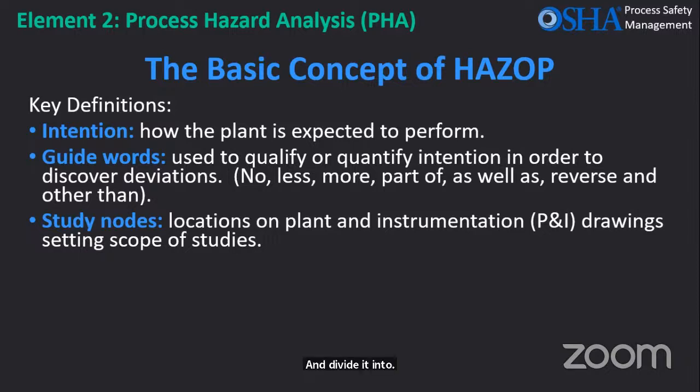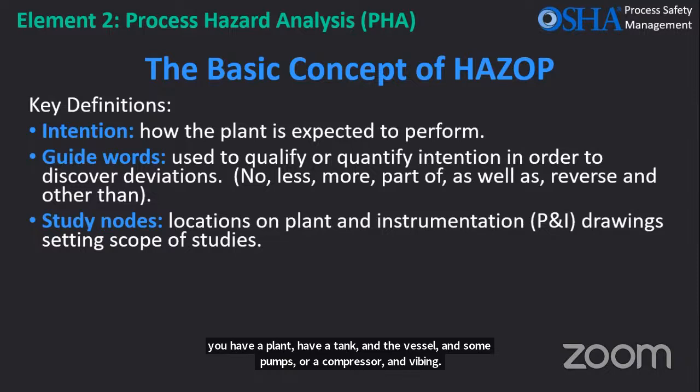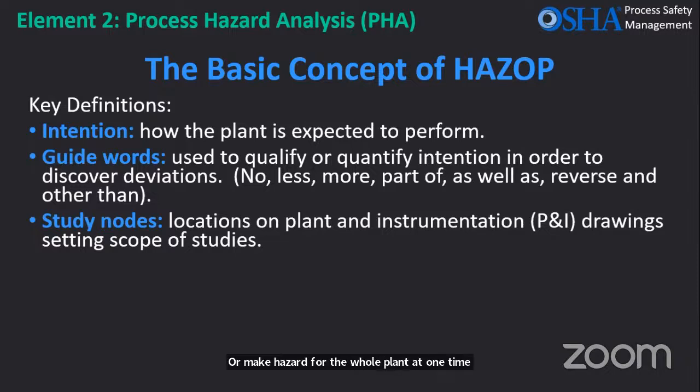What is a node? A node is a location on the plant and the instrumentation, the P and ID drawings, setting a scope of study. If you have a plant with a tank and a vessel and some pumps or a compressor and piping, you cannot make a hazard study for the whole plant at one time. You need to divide the plant into small units, which are called nodes, each a location on your plant. Taking a single node, you start the hazard study for that node, to discover the deviation of the process of this specific node.